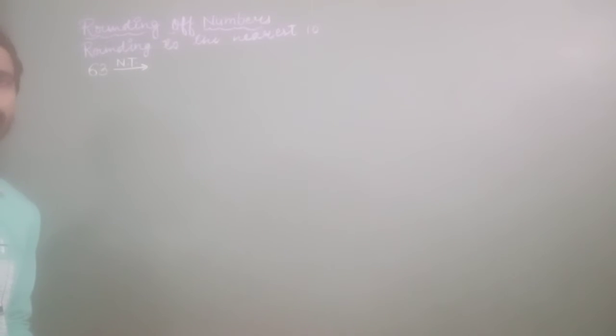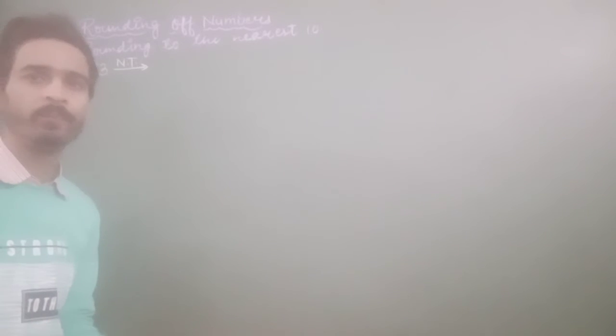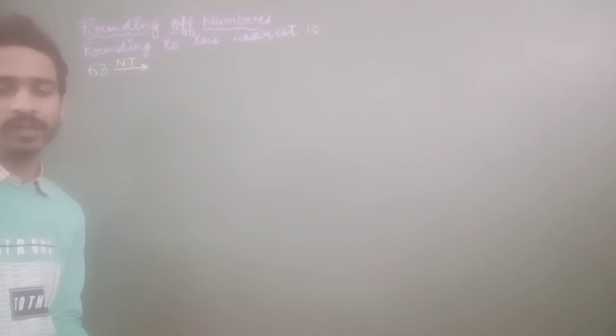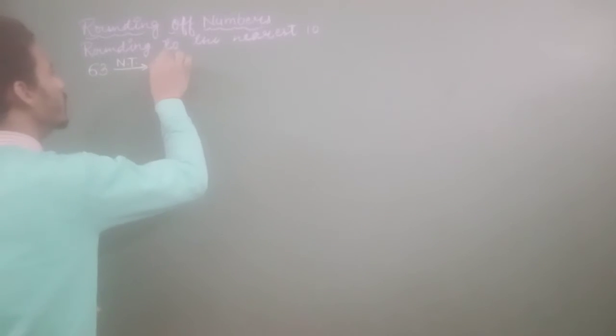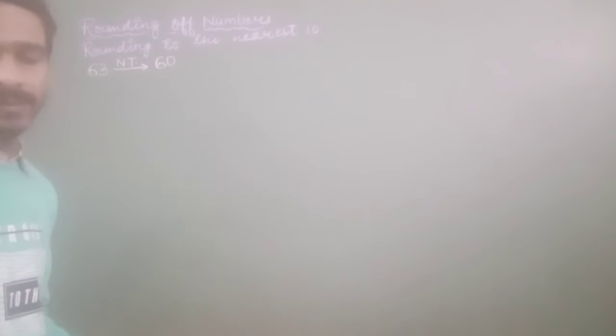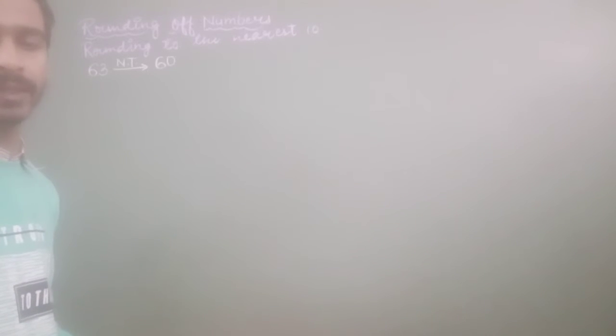You can see here that 63 is between 60 and 70. There are two tens, one is 60 and the other is 70, but 63 is closer to 60. So 63 is rounded off to 60. So 63 rounded to the nearest 10 is 60.